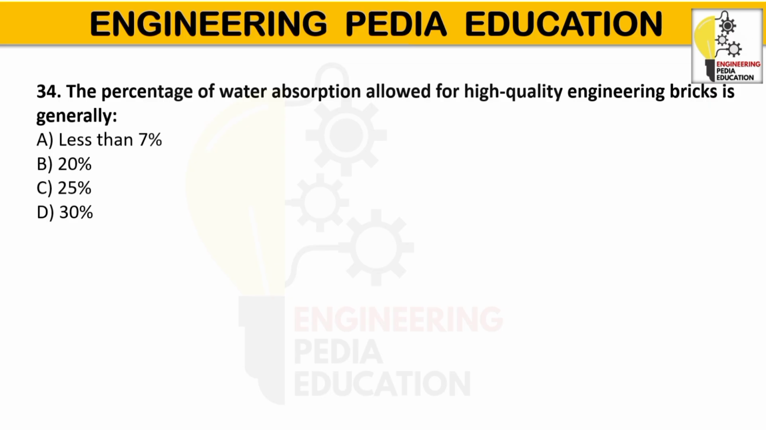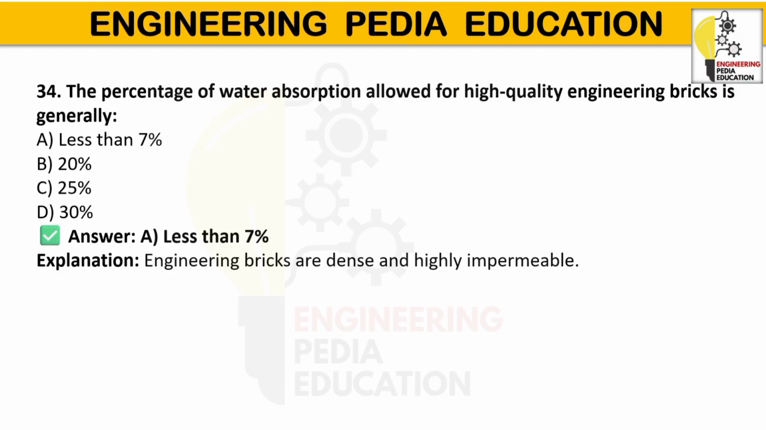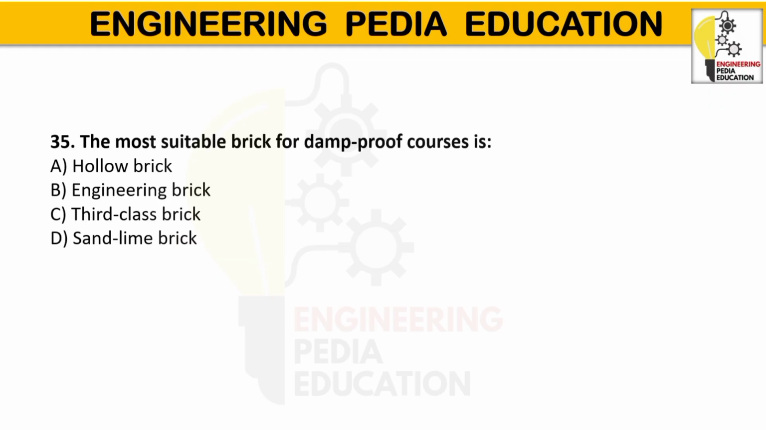The percentage of water absorption allowed for high quality engineering brick is generally: less than 7%, 20%, 25%, 30%. So the correct answer is less than 7%. Engineering bricks are dense and highly impermeable. These bricks do not have pores, so they mostly have low water absorption.